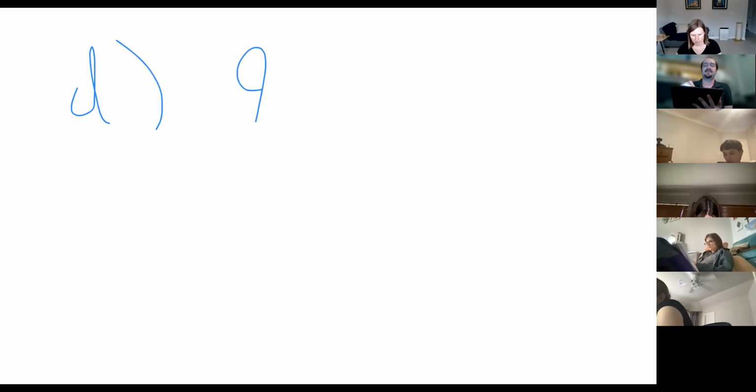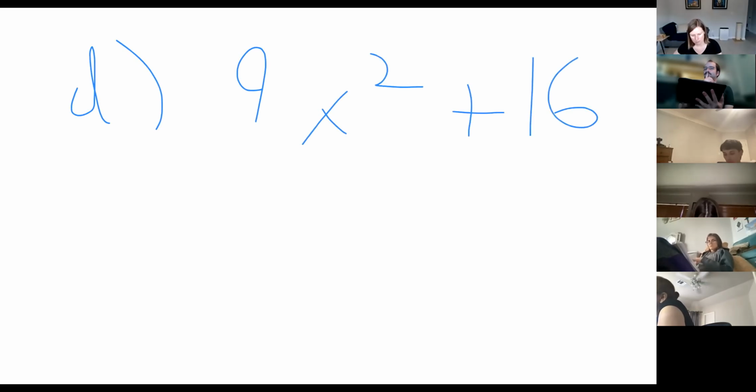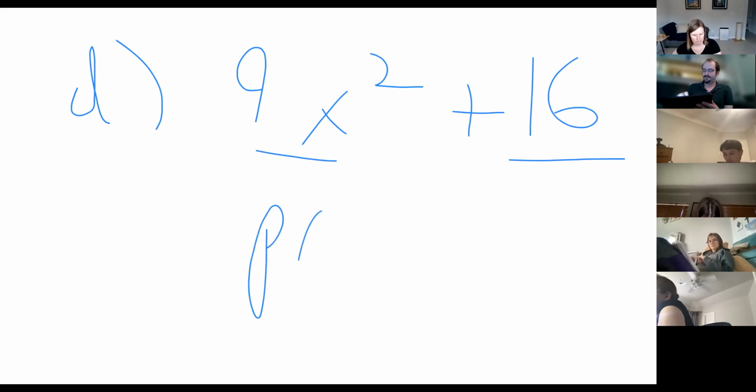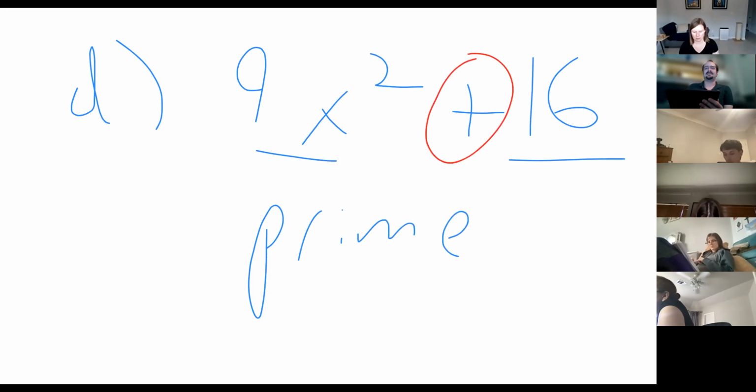Yes. It says 9x squared plus 16. Is this prime? Yes. This is a square and this is a square. Why are you telling me it's prime? Because of the sign. Because it's a sum, right? If it's not a subtraction, if it's a sum of squares, we're calling them prime, right? So D, you put prime, you should be done, right?